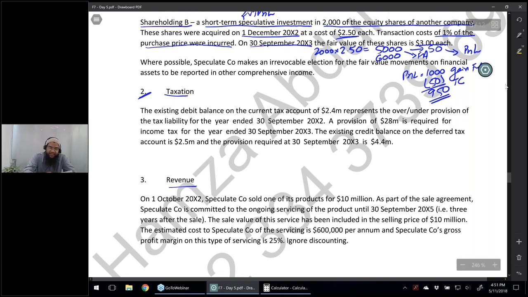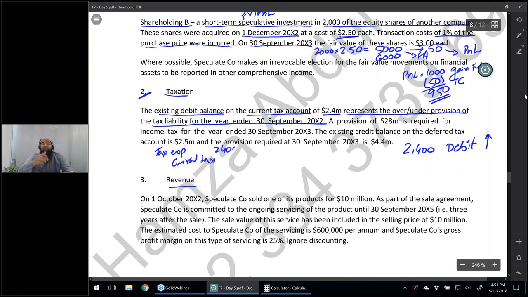The question says that the existing debit balance on the current tax account of 2.4 million represents an under provision of the tax liability for the year ended 30th September 2022. So a 2.4 million debit balance means that this is an under provision relating to last year. So your entry is going to be current tax credit and tax expense debit. So this will actually increase the tax expense. Tax expense debit and the current tax credit by 2,400.